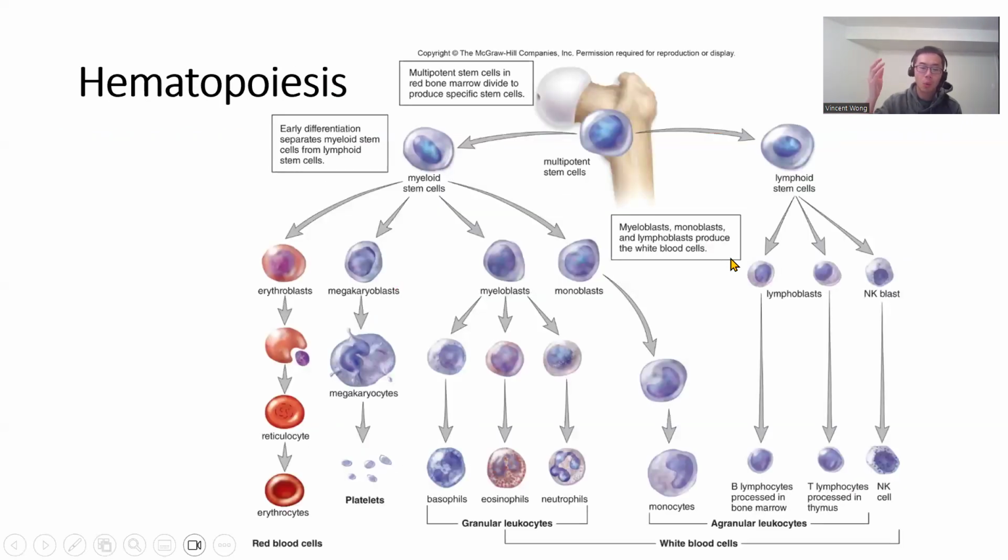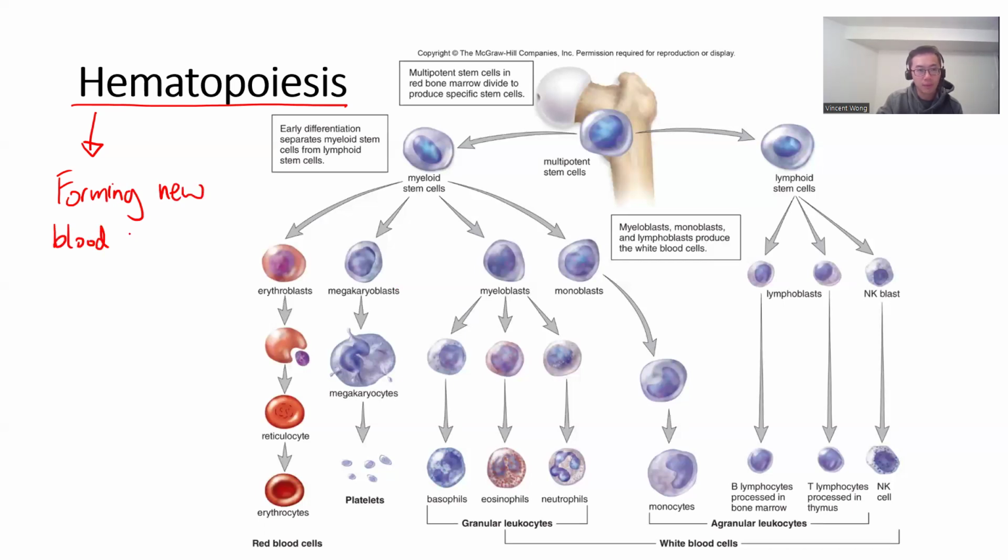Okay. Now, we're gonna switch back to the blood cells. And where do blood cells come from? The red cells, the white cells, the platelets, where do they all come from? Well, the process of making new blood cells is called hematopoiesis. And hematopoiesis is creating, you can say forming, new blood cells, not just the red, all of them. Okay. Hematopoiesis.